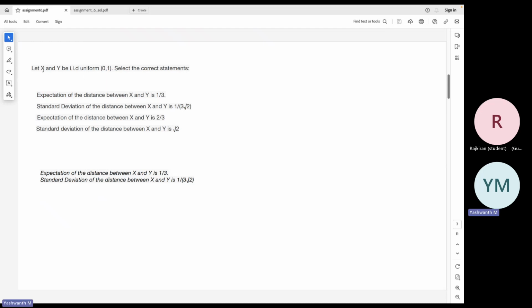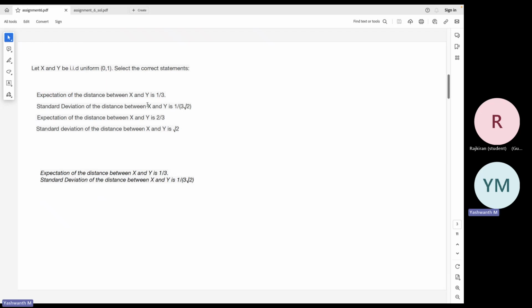So you have x and y i.i.d. uniform random variables. That means uniform from 0 to 1, with mass of 1 spread between 0 and 1. Now they want you to find the expected distance between x and y. The distance between x and y on the real line is nothing but mod x minus y. And the standard deviation of the distance between x and y. So the distance involves two random variables, and the distance itself is a random variable. They want the mean and standard deviation of that random variable.